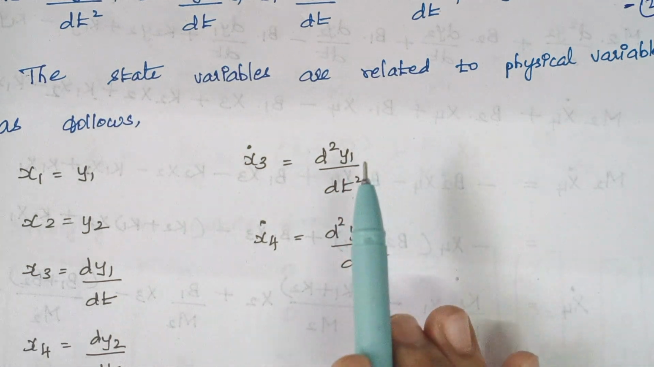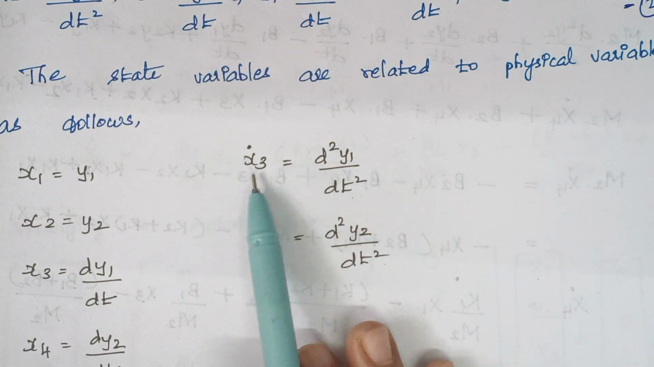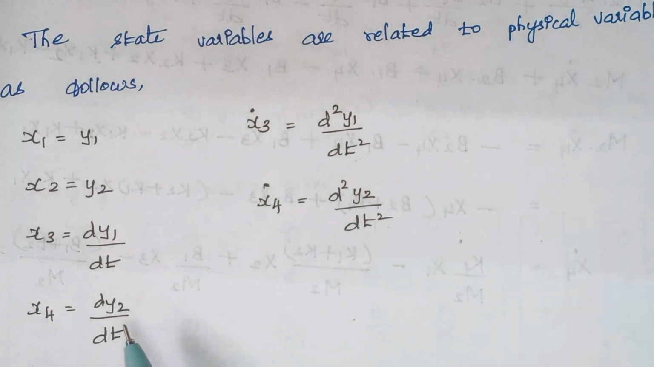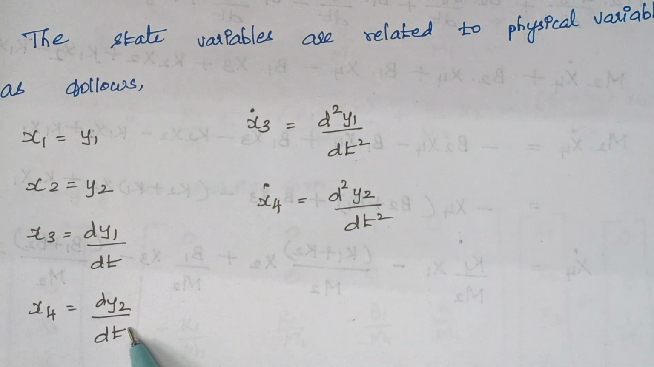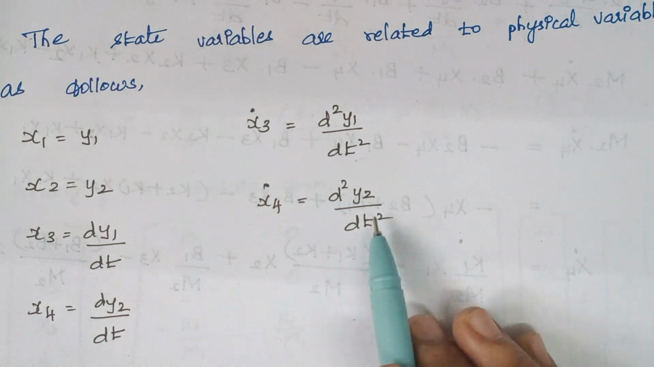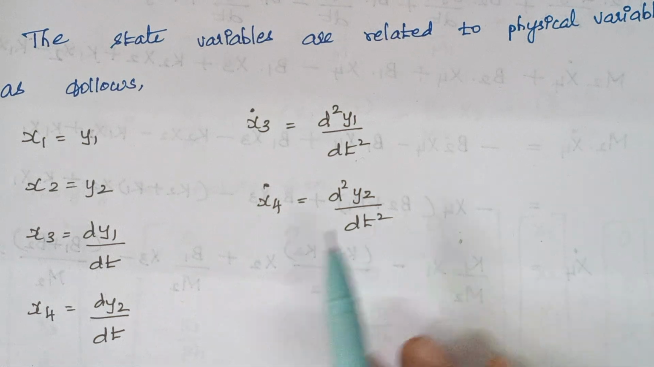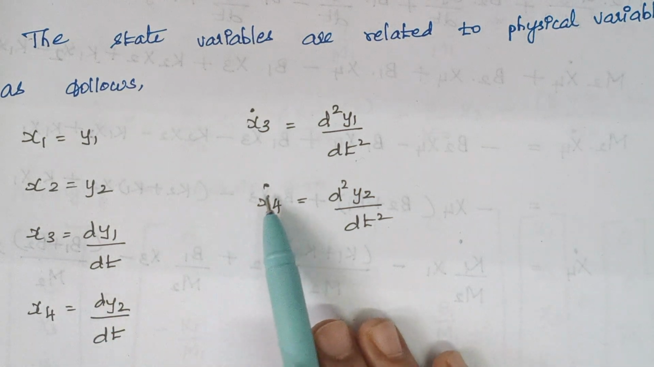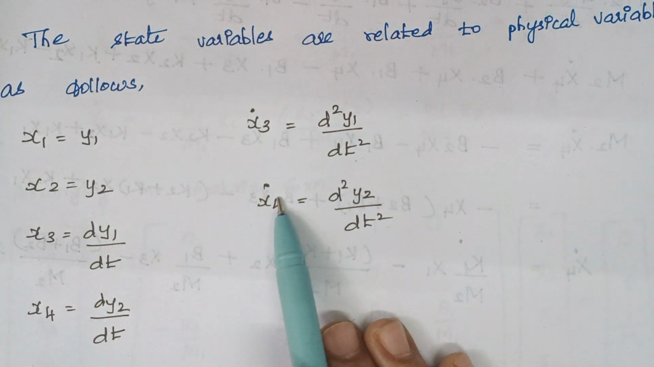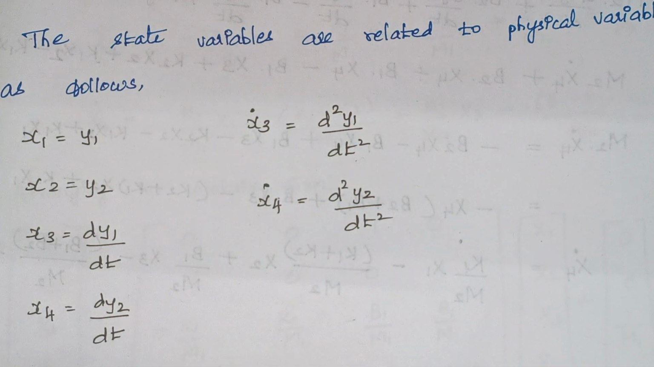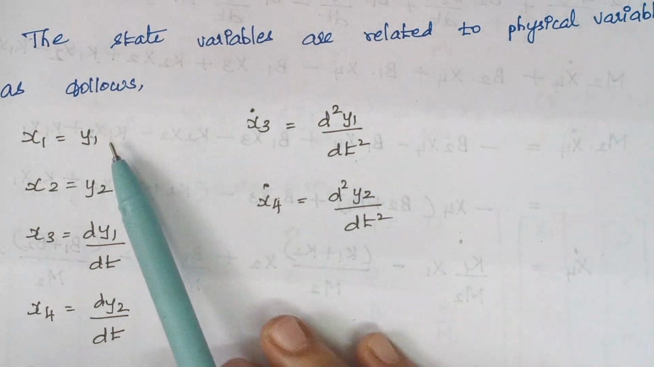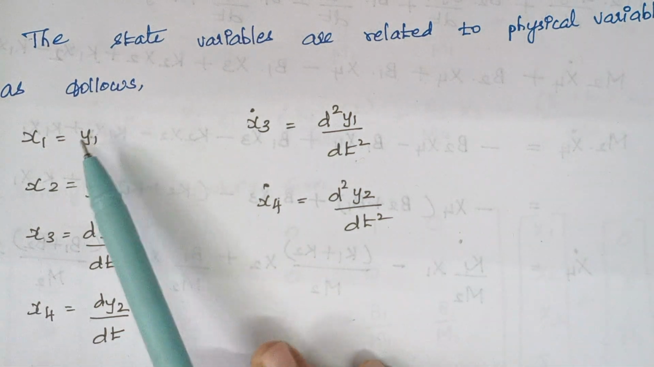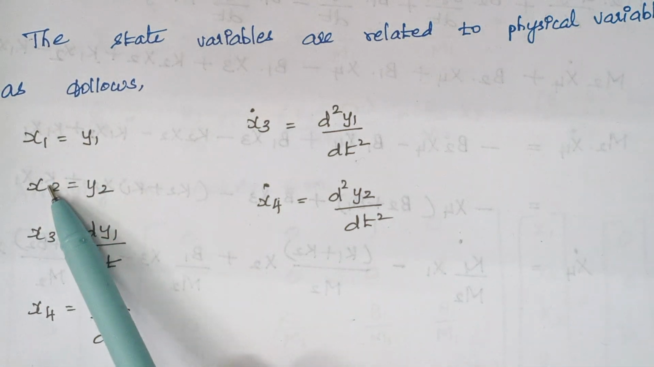In order to represent the differentiation, a dot is kept over x3. Likewise in x4, this dy2/dt is differentiated one more time, so the expression is d square y2 by dt square. Since this term is differentiated, it is represented as x4 dot. Am I making things clear? We have two displacements y1 and y2, which are given in the problem. So initially we take these two values as x1 and x2.